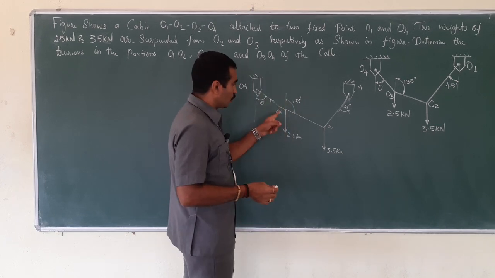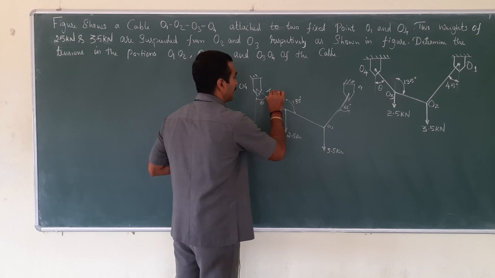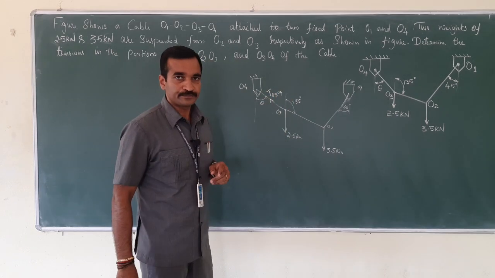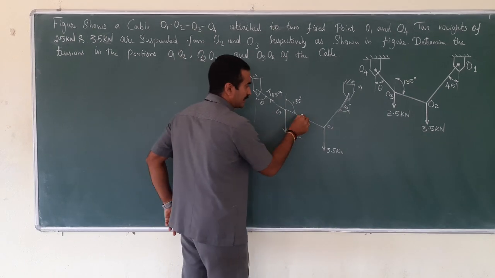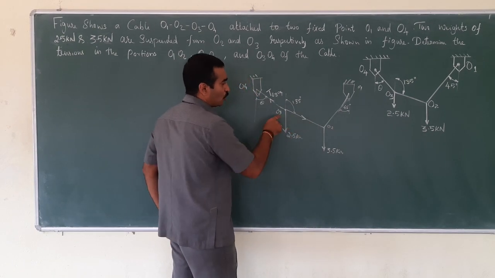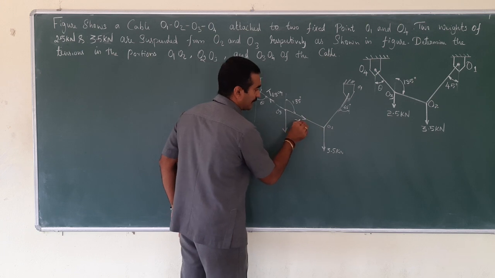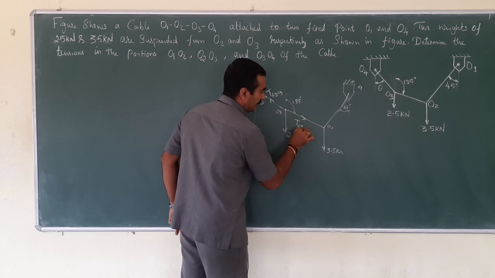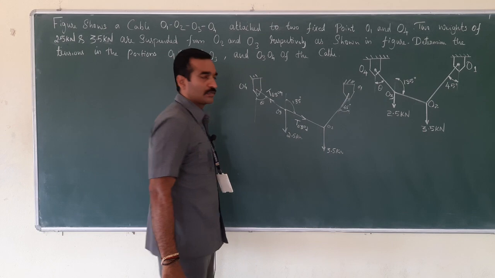When this cable is tied at O4, this force will act in this manner. From where is it acting? O3 to O4. So this can be written as T O3 O4. Got it? And this tension force will act from O3 to O2. So this can be written as T O3 O2. Got it?